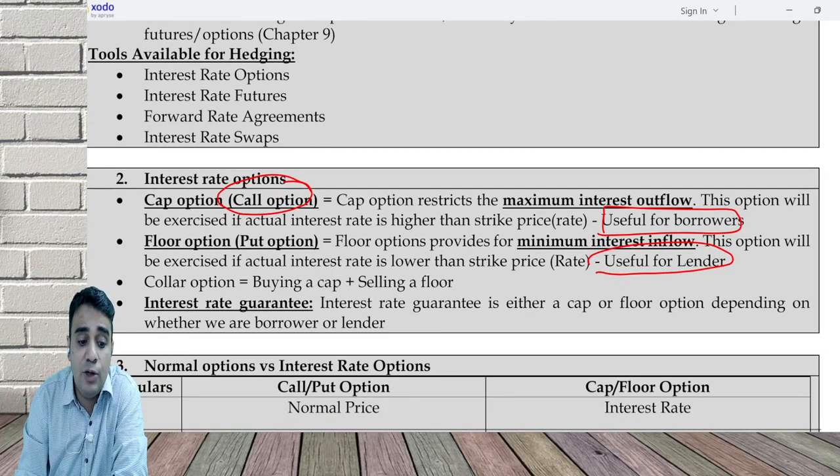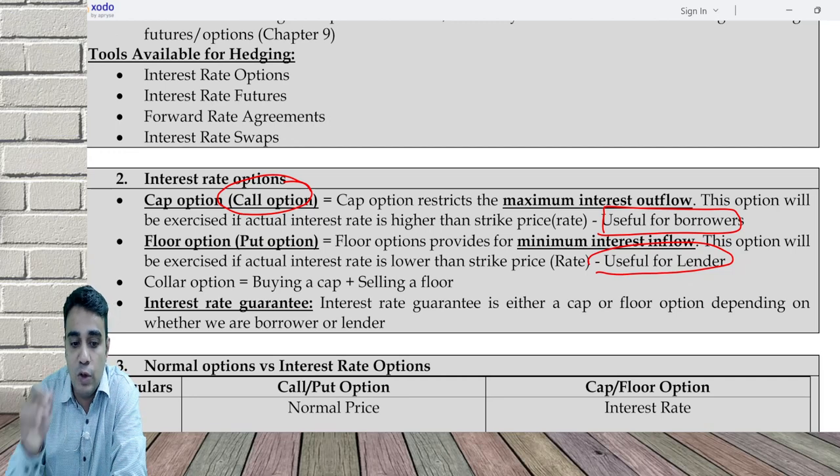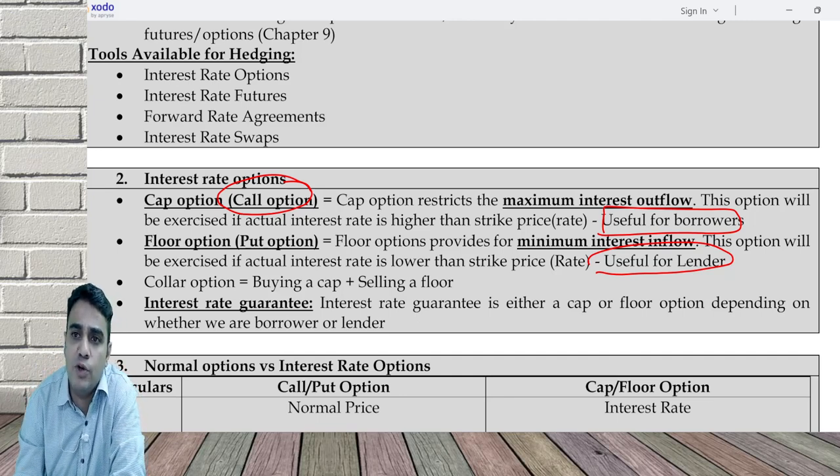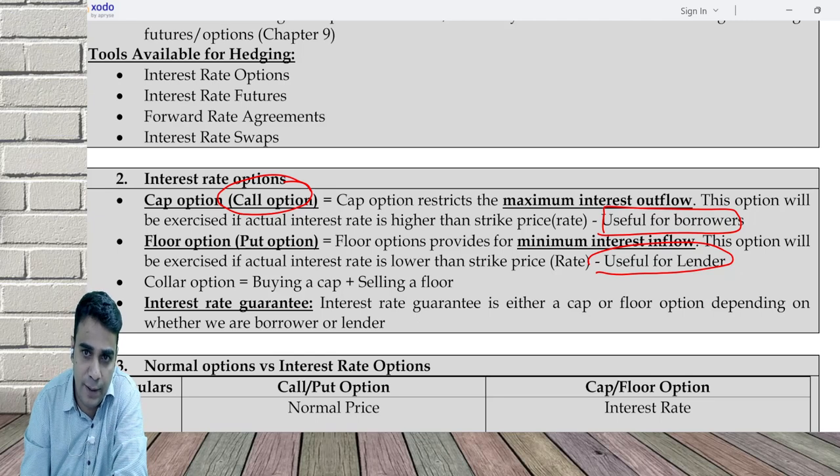I can decide to do them together, which is called a collar option. What is a collar option? You will buy a cap as well as sell a floor. Why do I do a collar option? Because I want to reduce my premium expense.